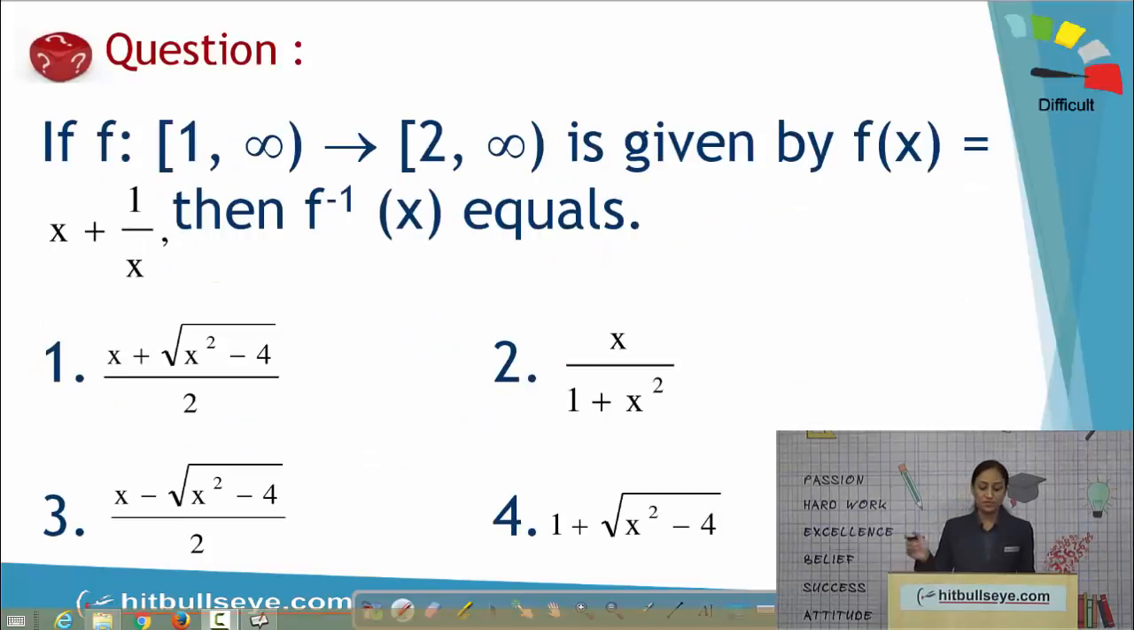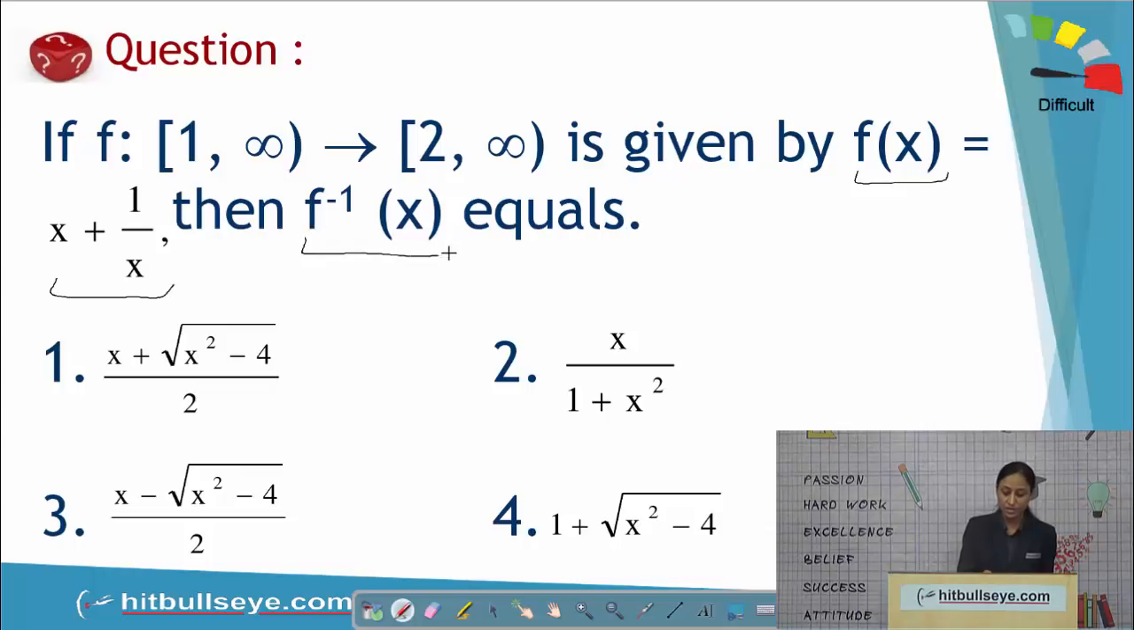Now in this question, we are given the function f of x as x plus 1 by x, and we have to find out the f inverse. Now be very careful in these kind of questions where you have to find the inverse of a function whenever there is an option of the type none of these. Why? Because we learned in the presentation that the inverse exists only for bijective functions.